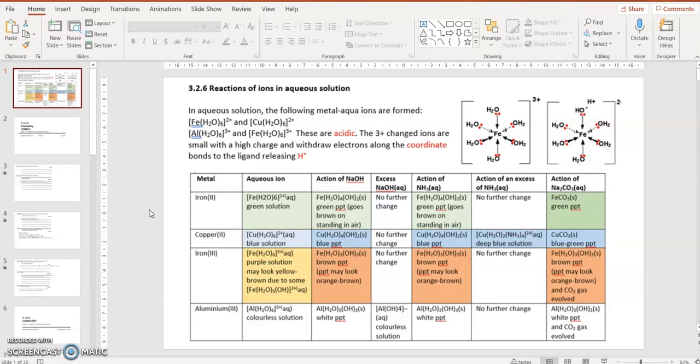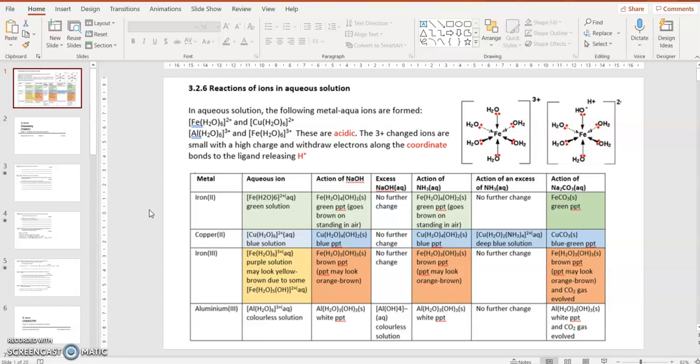What happens with sodium carbonate? Sodium carbonate makes carbonates, FeCO3, carbonate is CO3 2 minus, Fe2 plus and CO3 2 minus makes a green precipitate, no charge. Copper carbonate is a bluey green precipitate, Cu2 plus and CO3 2 minus.